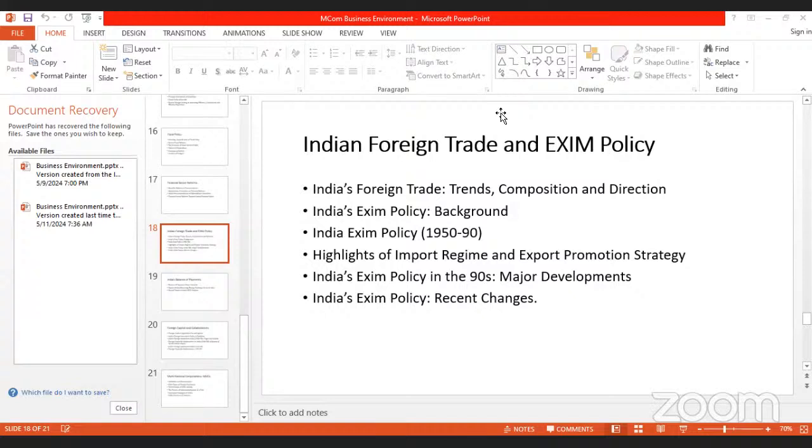For India's foreign trade, now, when we talk about imports, major imports comprise crude oil and petroleum products, gold, electronic goods, machinery, chemicals, and raw materials for various industries. So these are the things which cover imports of India's foreign trade.